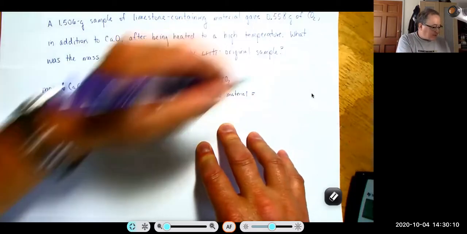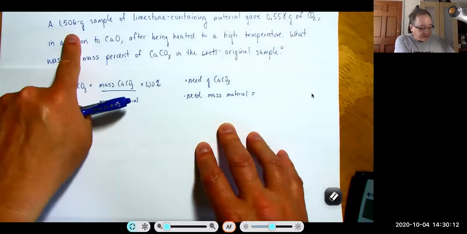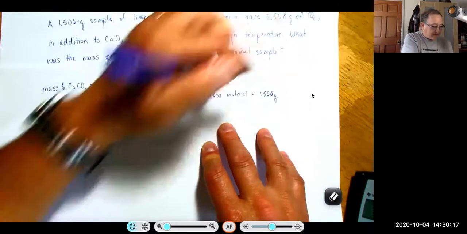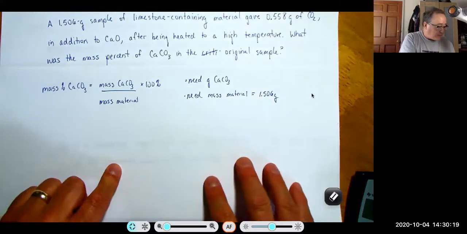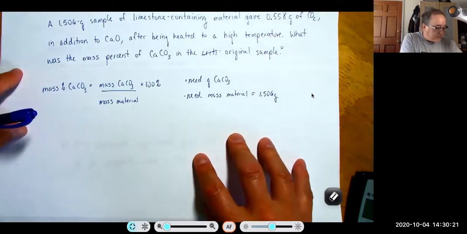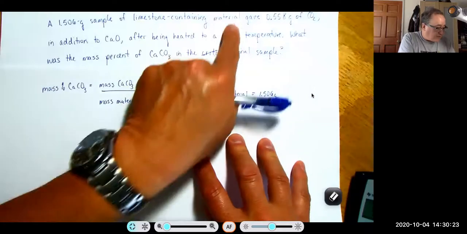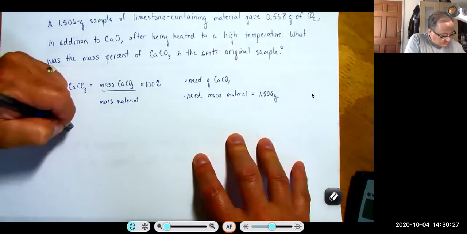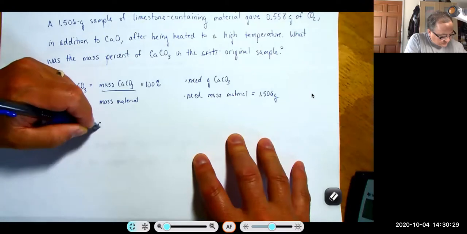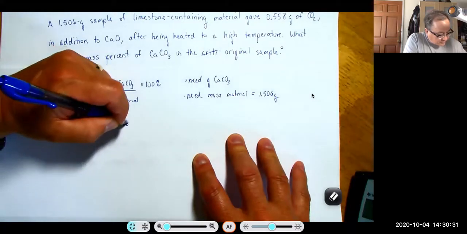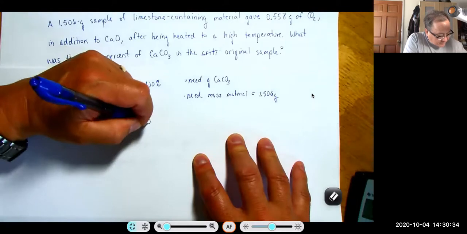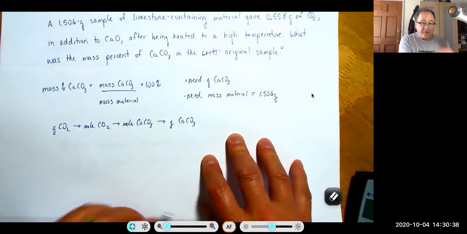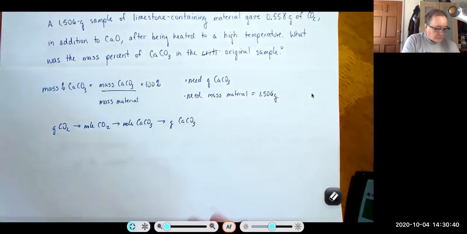Now the mass of the material, they say, is 1.506 grams. So how are we going to get the grams of calcium carbonate? Well, what I'm going to suggest is that we take the grams of CO2, turn that into moles of CO2, turn that into moles of calcium carbonate, and turn that into grams of calcium carbonate.